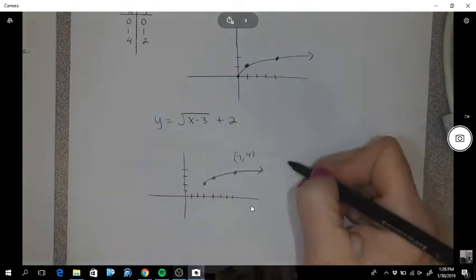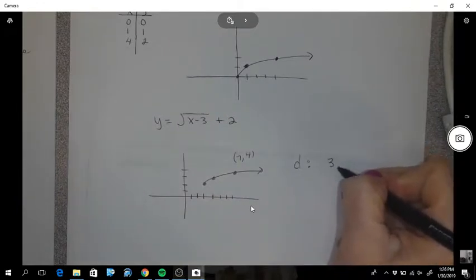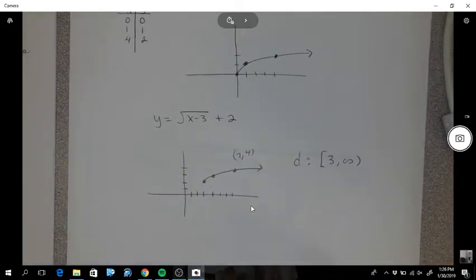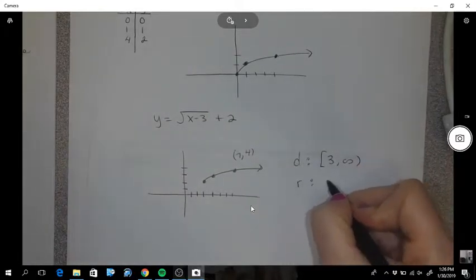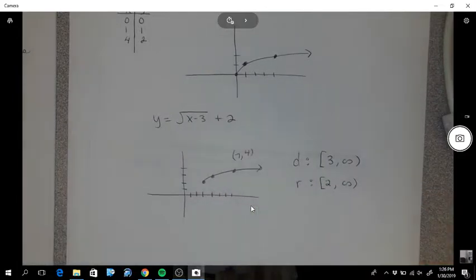Okay, so if I ask you the domain, it would be from 3 to infinity, all the possible x values, and the range would be from 2 to infinity. Okay, so that would be all the possible y values.